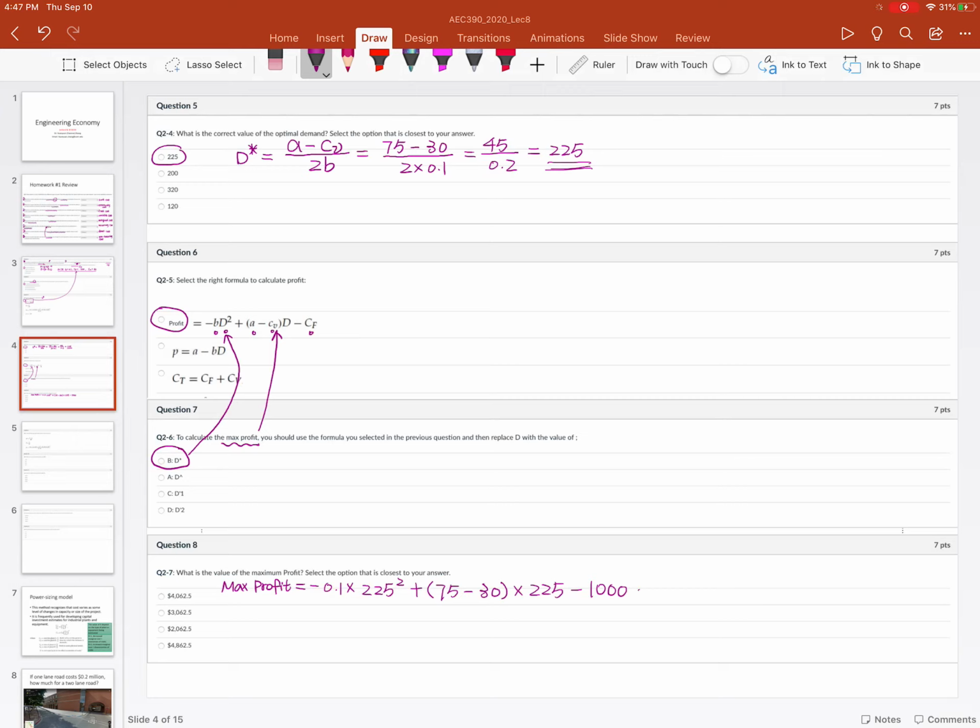So that's how you get this from this equation. And now it's just time to calculate. Minus 0.1 times 225 to the power of 2 is 50625. 75 minus 30 is 45 times 225, minus 1000. So the final answer is $4062.5 US dollars. And obviously this is the correct answer.